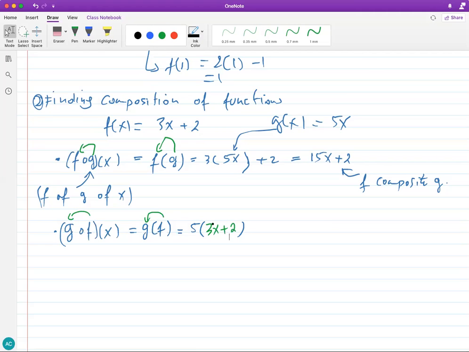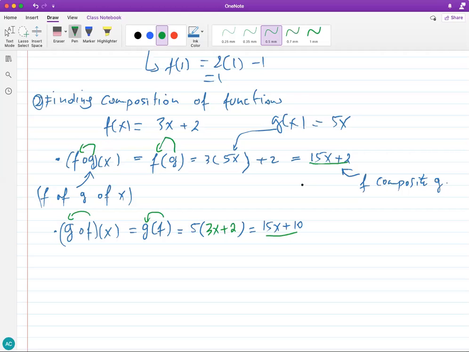And that's it. It's very simple. There's nothing complex about it. Once you get it, that's your composition. At the end, you may want to simplify it a little bit. What do you do here to simplify this a little more? Distribute. That's right, 15x plus 10.